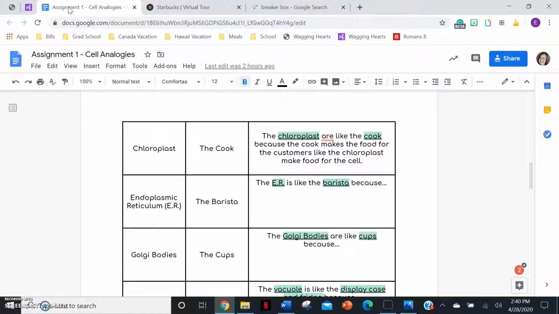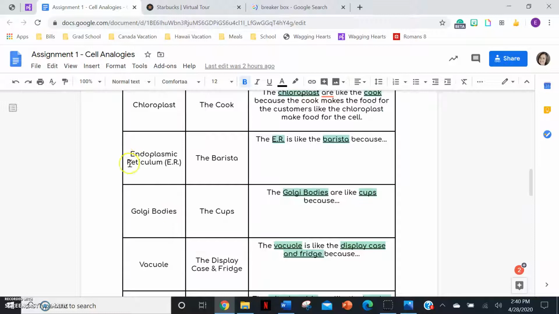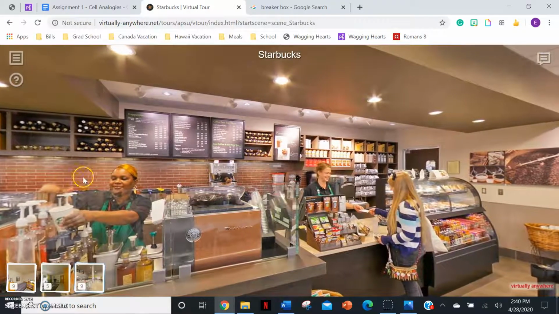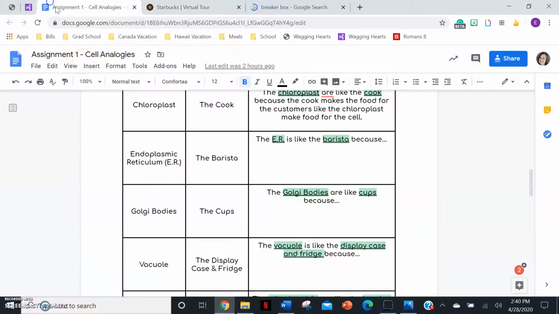So what you're going to do for assignment 1 is you are going to finish the rest of the chart. Here we're comparing the endoplasmic reticulum to the barista. Why? Well, you have to think about it and tell me why. Now, what's a barista? That would be this lady right here. Barista is a fancy word for the person at the coffee shop who makes the coffee.